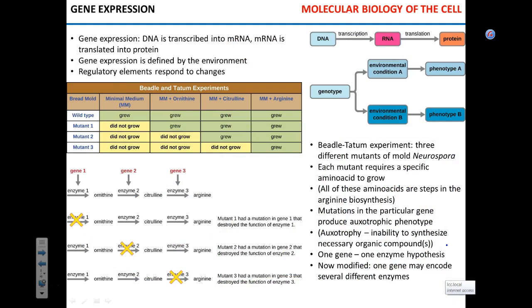Now, gene expression. This is the fundamental scheme in the right upper corner that I expect you to know 100%. I'm not going to wake you up in the middle of the night, but if somebody wakes you up in the middle of the night and asks, what's the central dogma of molecular biology? You tell this person, DNA is transcribed into mRNA. mRNA is translated into protein. Period. How can you remember that?